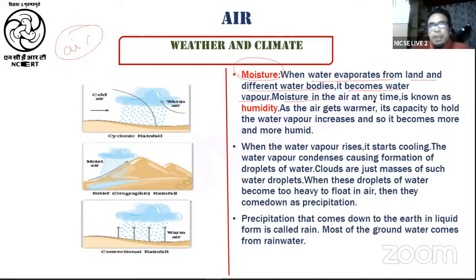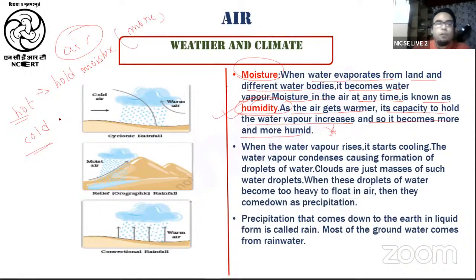And the moisture in the air at any time is known as humidity. So this water vapor which is present in the air, what is it called? It is called humidity. Fine, very important. And as the air gets warmer, its capacity to hold water vapor also increases, and so it becomes more and more humid. So we can have two different types of air, hot air and cold air, right? Always remember, in case of hot air, its capacity to hold moisture is more. And in case of cold air, the capacity to hold moisture is less.